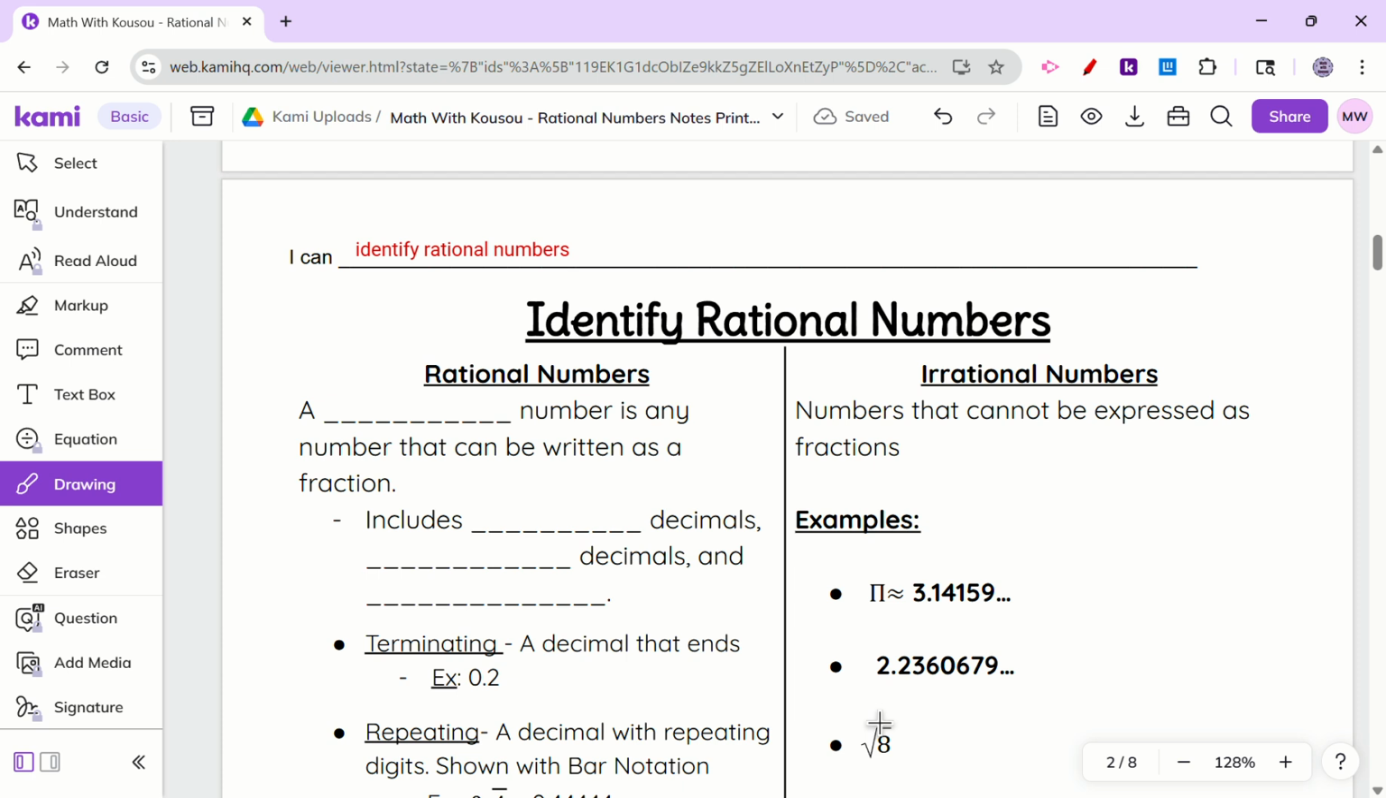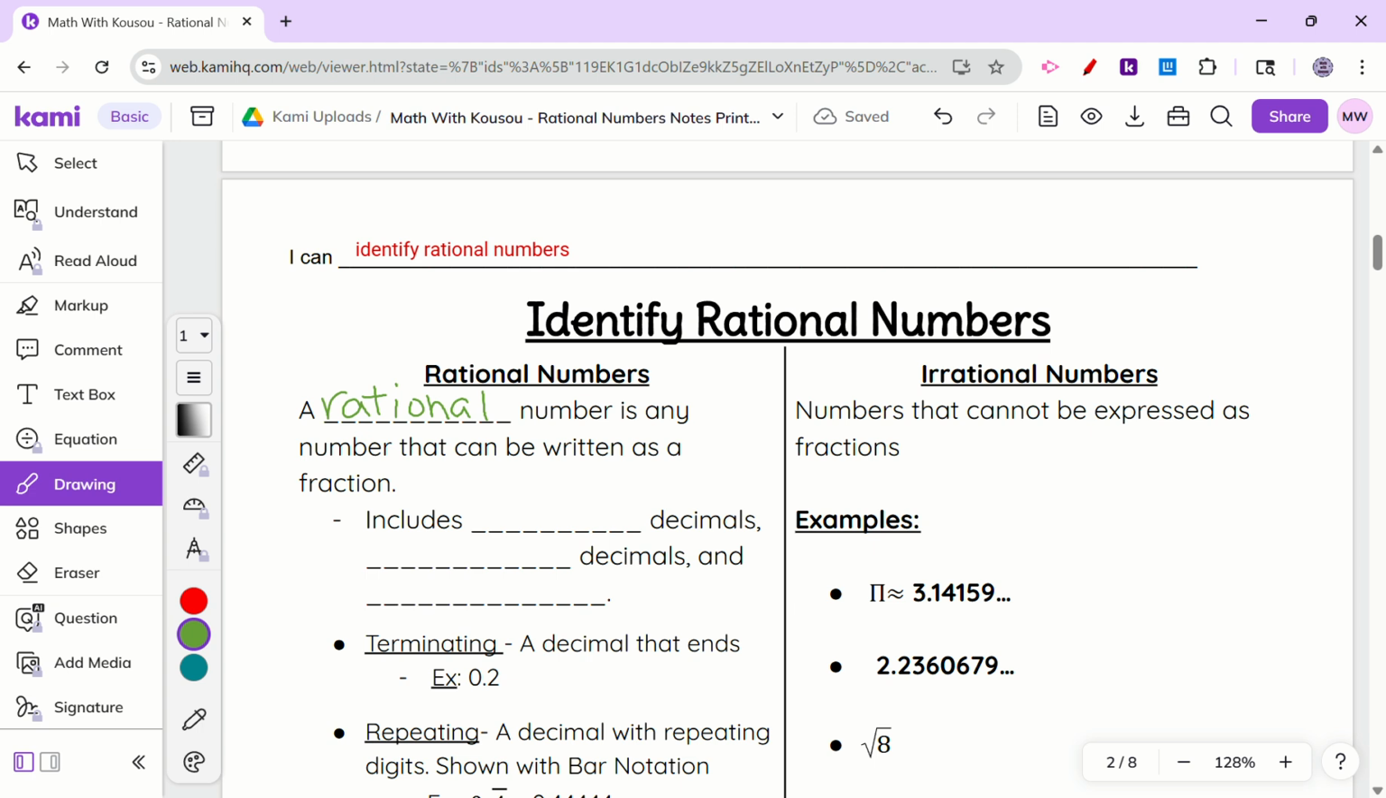Hi there, in this video we are going to go over how to identify rational numbers. To start, a rational number is any number that can be written as a fraction.